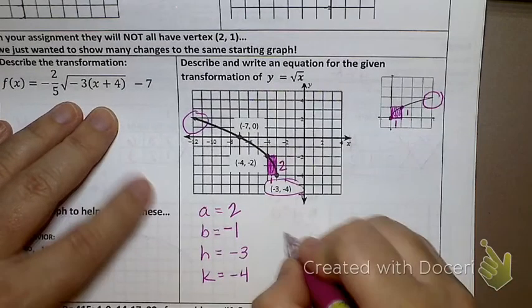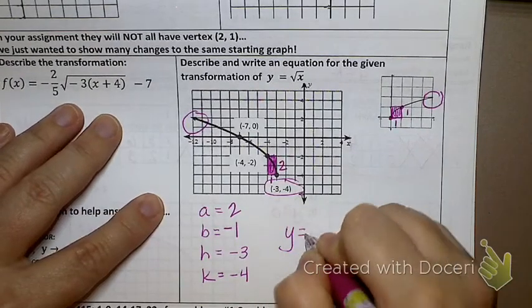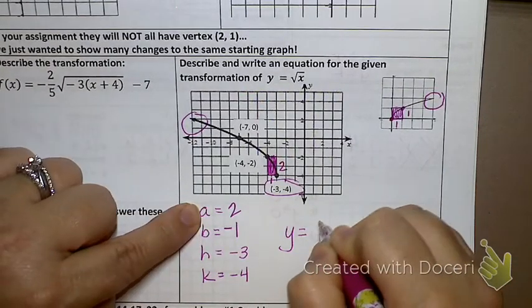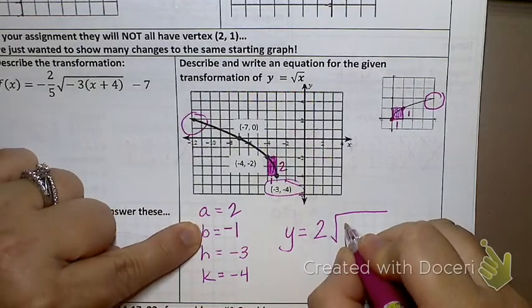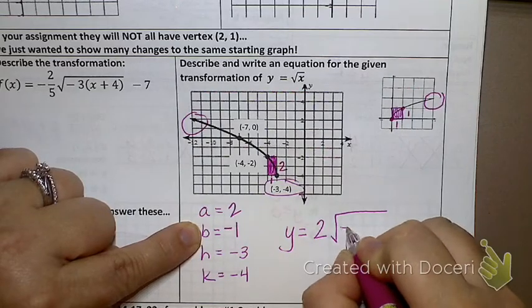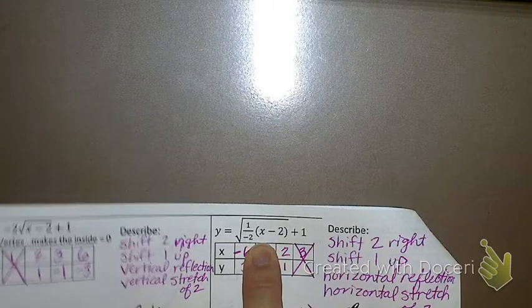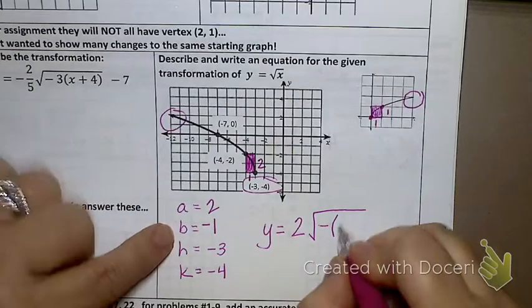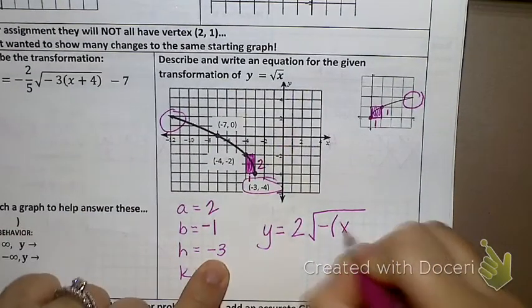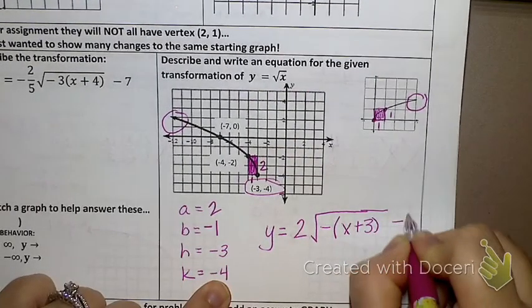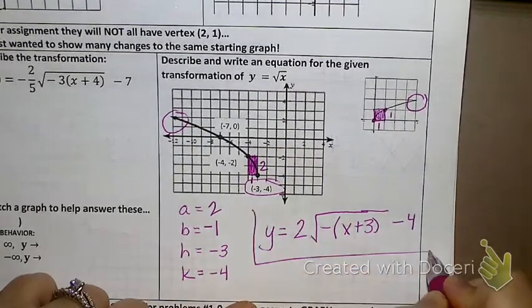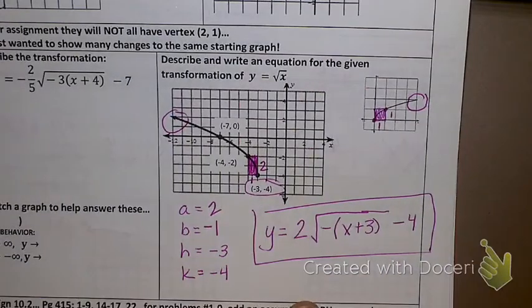So let's plug that into our equation from the other side. Y equals A radical B. That would be 1 over negative 1. What does 1 over negative 1 become? Just negative 1. And after B, you always have to put parentheses there. Okay? So, X plus 3 and then -4 hanging out there.